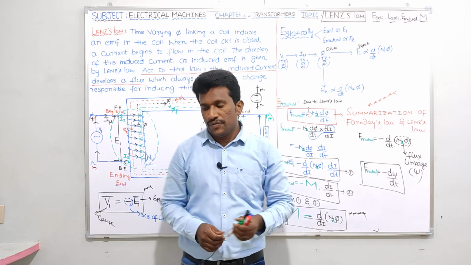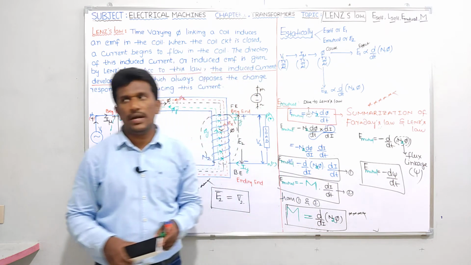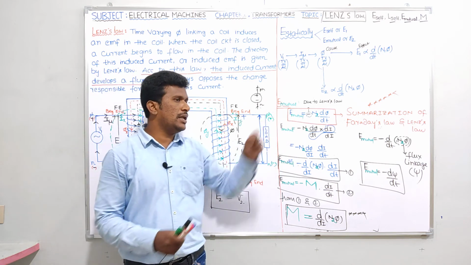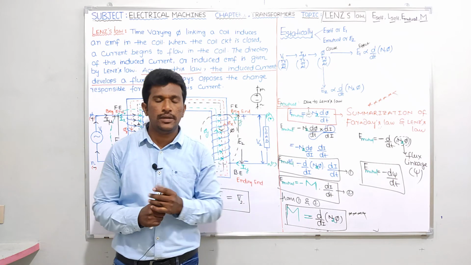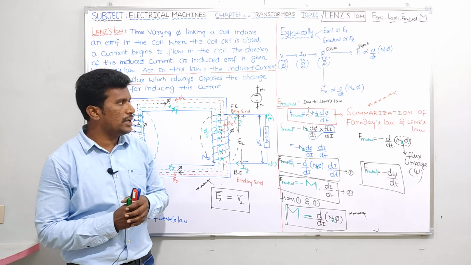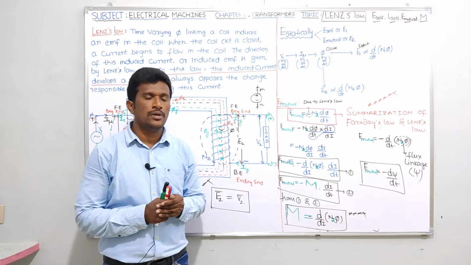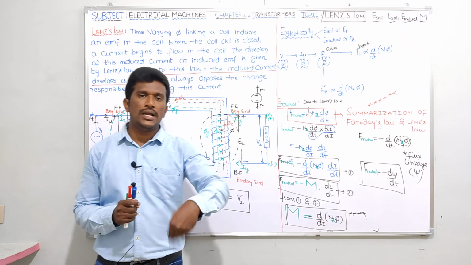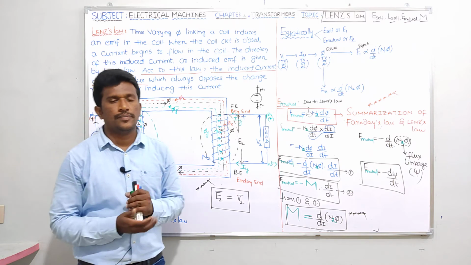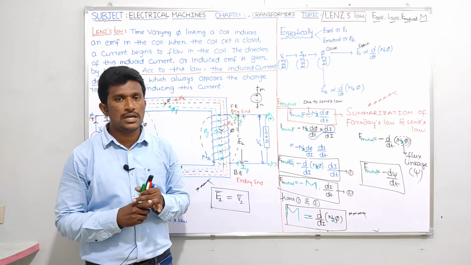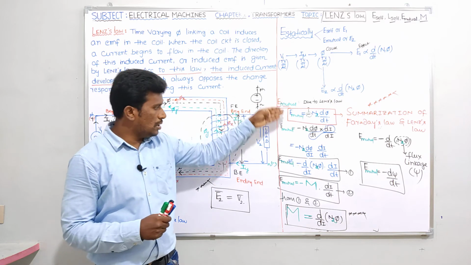E mutual definition. EMF induced in a secondary winding due to time varying current flowing in a primary winding, where primary winding and secondary winding are magnetically coupled with each other. Okay. Next, note down all those things.